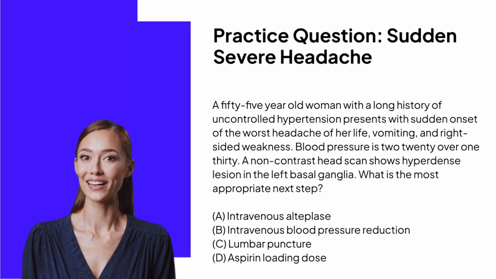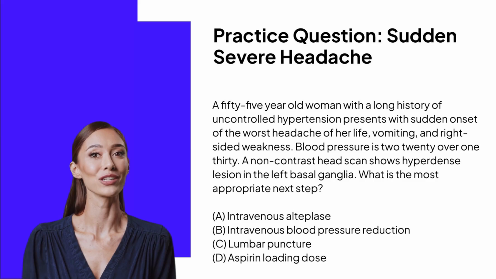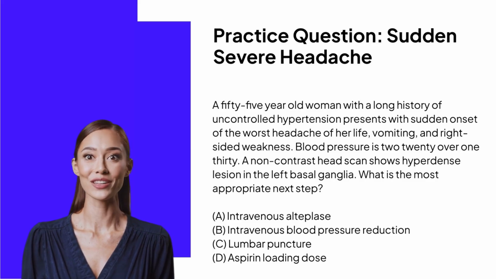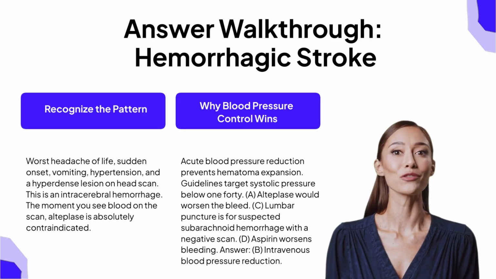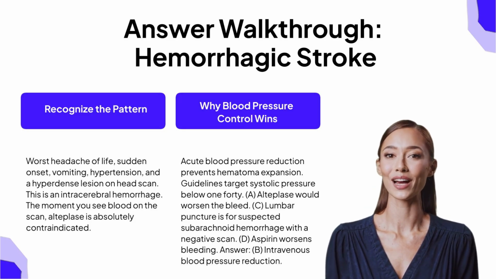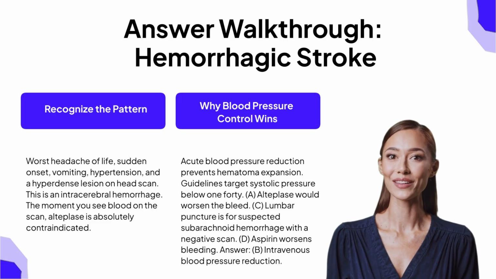What pattern do you recognize here? Think about what is different from the last question and how that changes your next step. Here is the walkthrough. The moment you see worst headache of life combined with a hyperdense lesion on the head scan, you know this is hemorrhagic stroke.